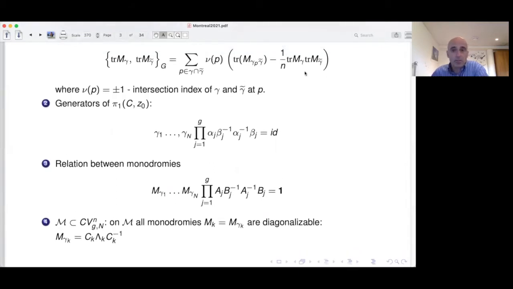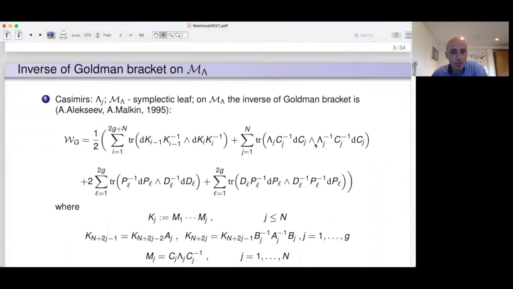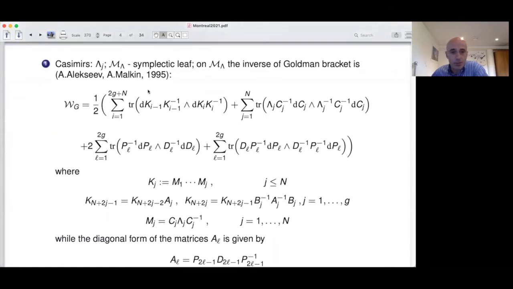Well, first of all, this bracket is degenerate, and these traces of monodromies around punctures are Casimirs. So we can hope to invert this bracket on a symplectic leaf. How to do that? Well, there is a paper of Alexeyev and Malkin, which was written in 1995, 26 years ago. And the result looks a bit discouraging.